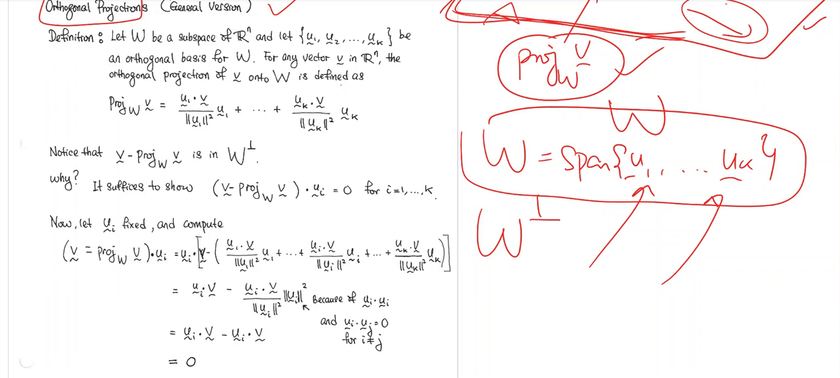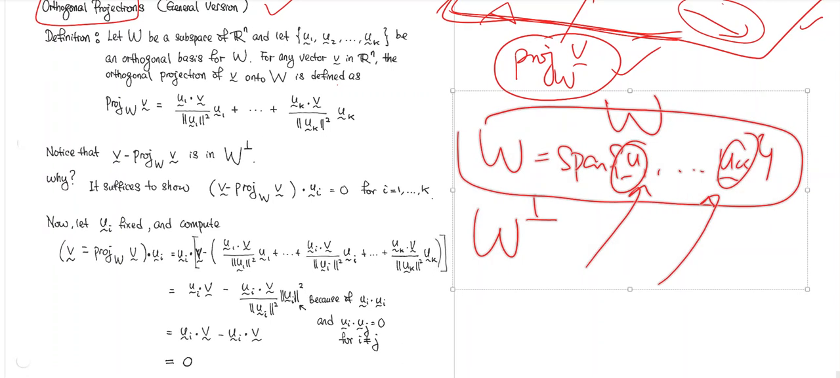So if you can show that, then you will be able to show that the particular vector that has dot product with all these U's equal to 0 will be in W perp. This is again something that we learned from a previous video. So this is exactly what we're going to do now.